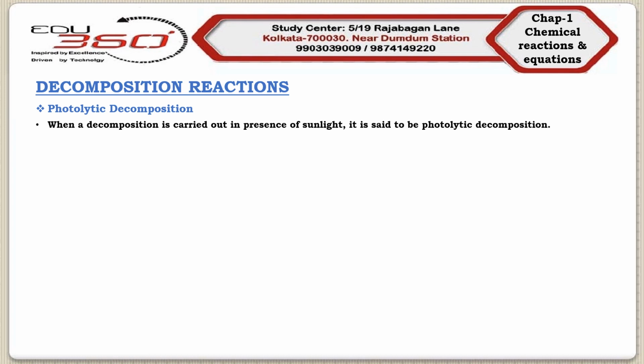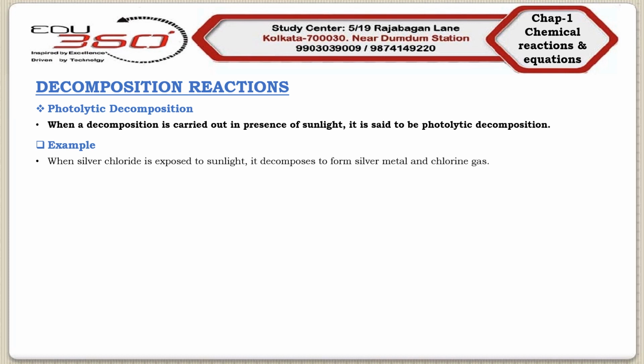So we will consider one example to explain the photolytic decomposition reaction. If we expose silver chloride to sunlight, it will decompose, and as a result we will find silver metal and chlorine gas. So we can say that when silver chloride is exposed to sunlight, it decomposes to form silver metal and chlorine gas. The chemical equation is given as 2AgCl.